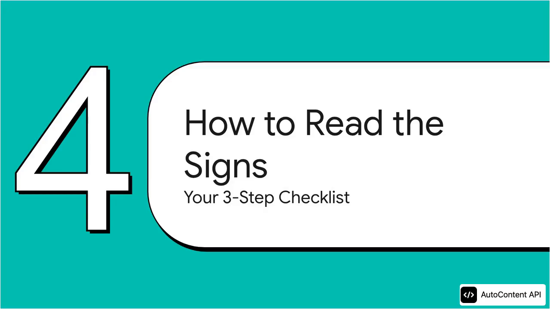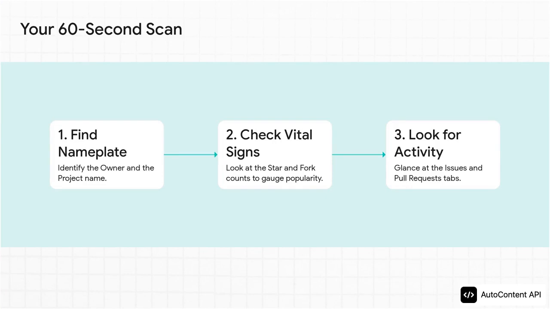Whew, okay, we've covered a lot of ground really fast. So let's just boil it all down into a super simple checklist you can use every single time you land on a new GitHub page. And that's really it. It's a three-step scan. First, who made this and what's it called? Second, does the community actually like it, and are they building things with it? And third, is anybody home? Is this project still alive? With just those three questions, you can go from totally confused to totally informed in less than a minute.